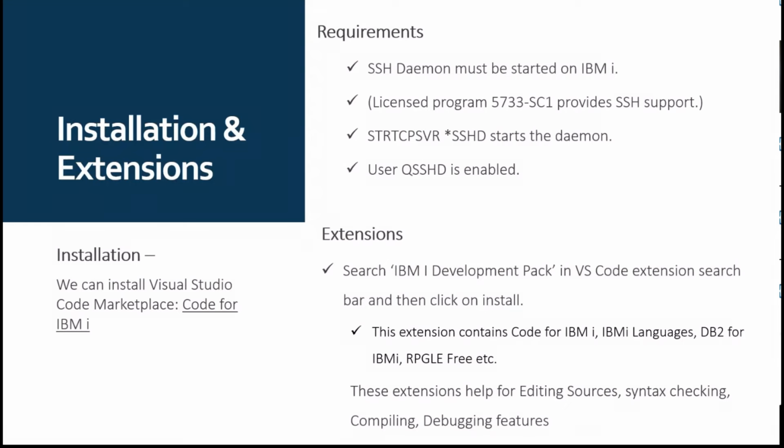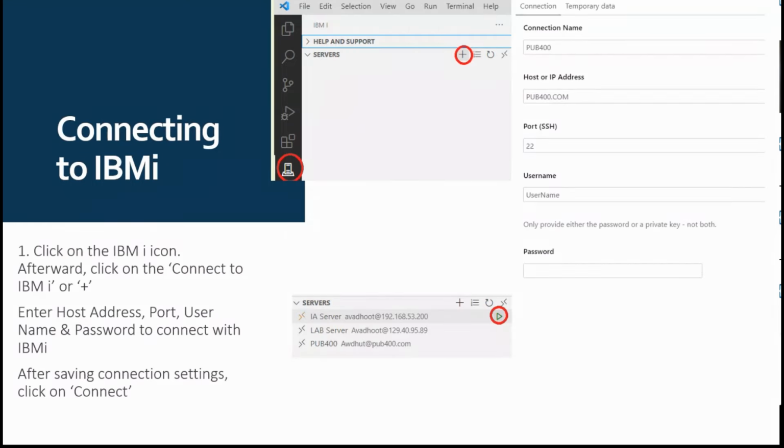So how can we connect to the IBMi? When we open VS Code, after adding the Code for IBMi extension or the IBMi Development Pack, we will see an IBM icon, and this will give us the servers, that is, what servers we have.